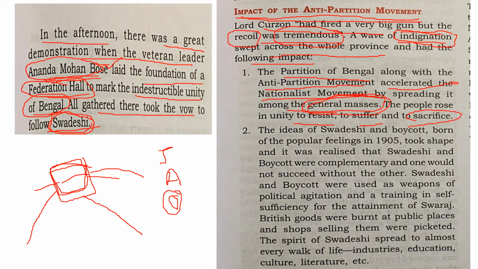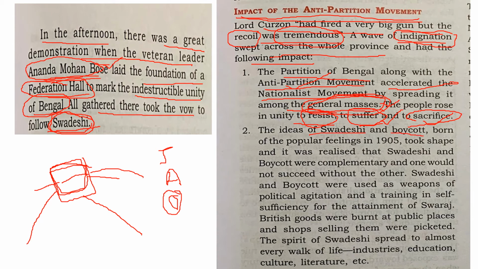This was a very big impact on the Indian national movement, and people rose to resist, suffer, and sacrifice. The way the partition happened, people were sentimentally moved, and they resisted the British act. They were ready to suffer and sacrifice to work against the British. This kind of sentiment was a huge impact of the anti-partition movement. One is that the nationalist movement became strong. General masses also entered into the national movement.